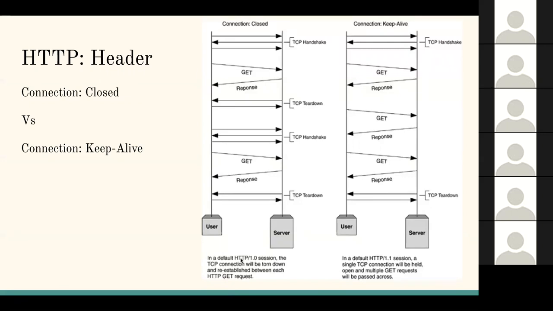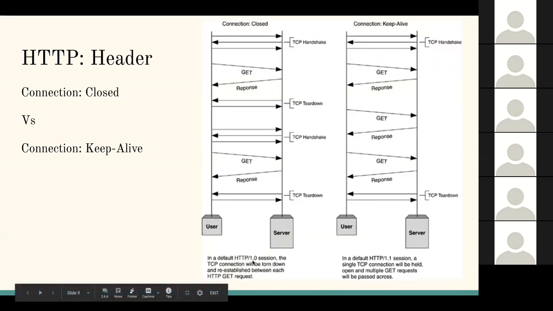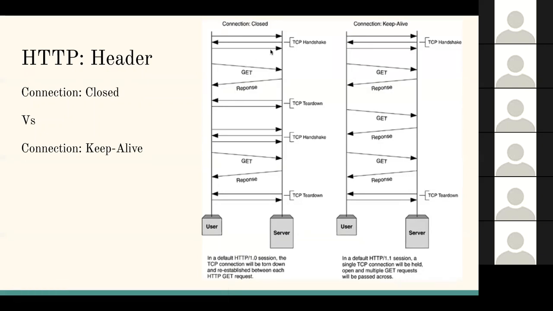So as you can see here, in the older default HTTP 1.0 protocol, you do the handshake, and then you make the request, you get the response, then you say, I want to close the connection. You close the connection. Then again for the next file, you make another TCP handshake. You do the GET request and response again, and again you tear down the connection. So you see that every time you have to do the TCP handshake and TCP teardown for every single request.